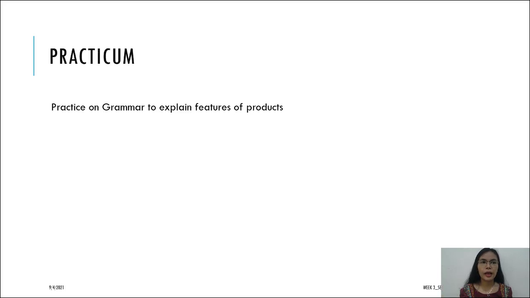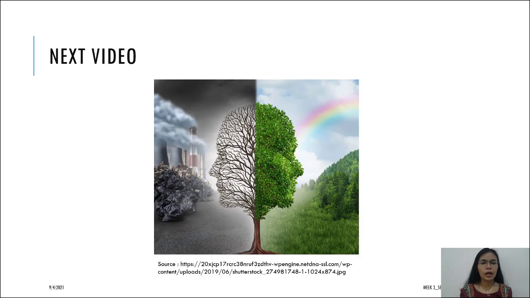And then for the practicum, we will have more practice on the grammar, explaining features of product, and of course at the end you'll be writing something related to these features of product. And if you see the slides in the practicum session after this, you may want to finish the exercises as well. And then for the next video, we'll be talking about environment, and environment destruction. For next week's video, we will talk about campaign. Okay, so writing a campaign to reduce the environmental destruction.